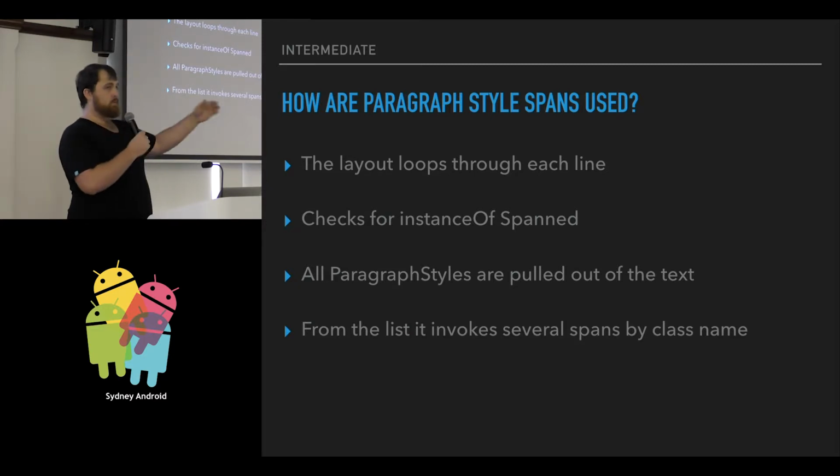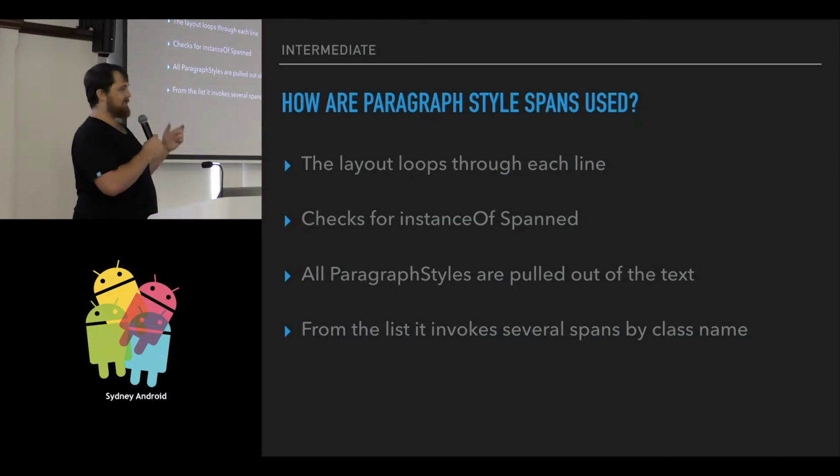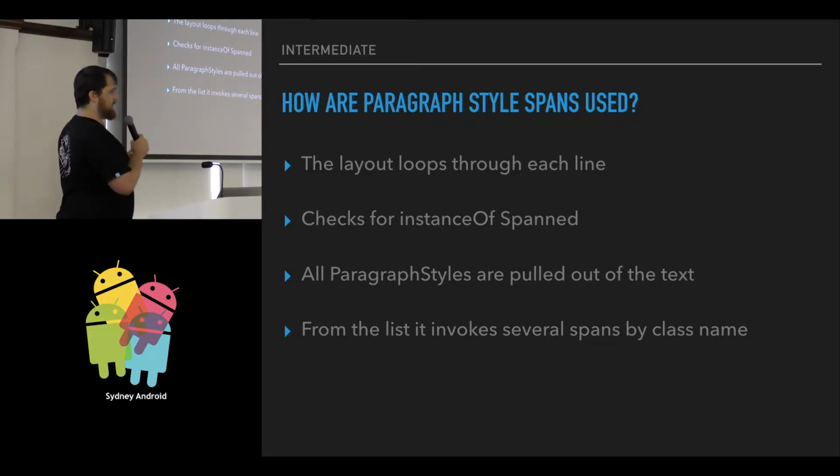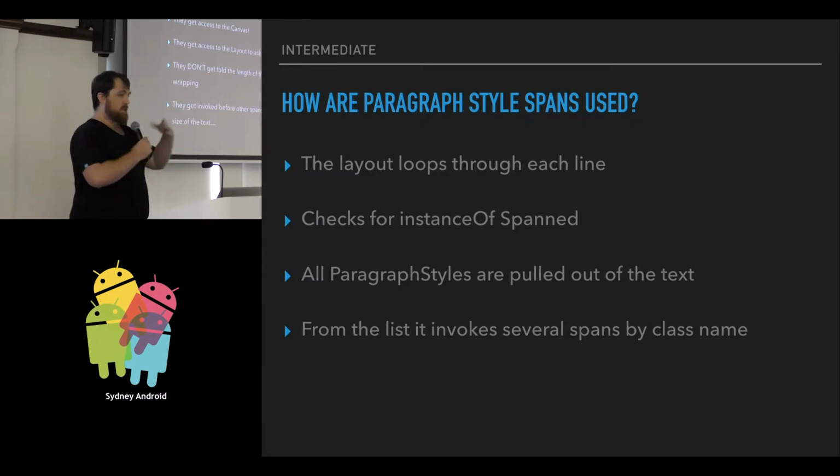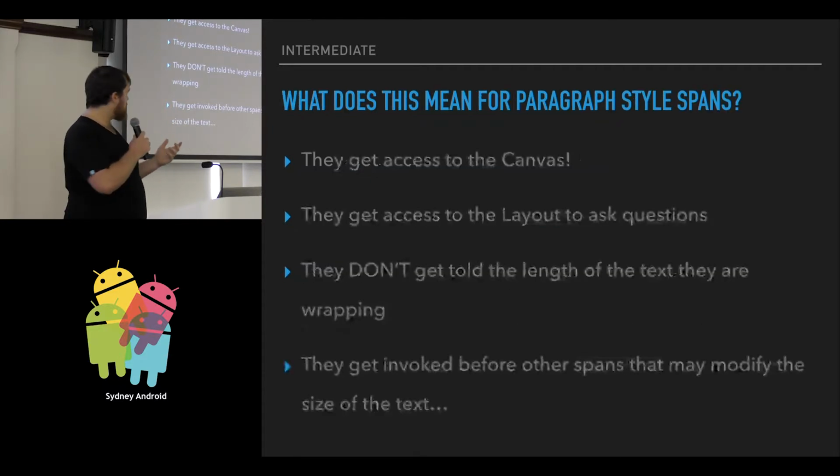And it actually pulls them all out by name. It looks for the paragraph style class, and then it looks for all the other class implementations. So it looks for leading margin span, alignment span, all these things by their class name, which is really awful when you think about it. But it's kind of important to understand this is how it's working on the inside. So there's a couple of benefits they get. They have access to the canvas that's actually used on the text view, which means they can draw whatever they want. So that's really, really powerful if you want to do something you shouldn't.